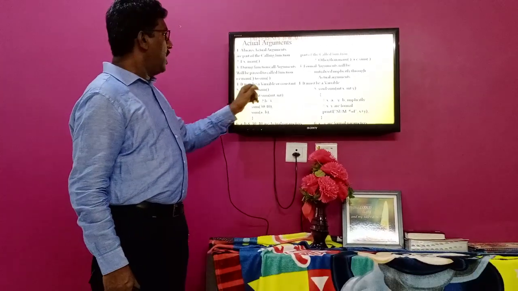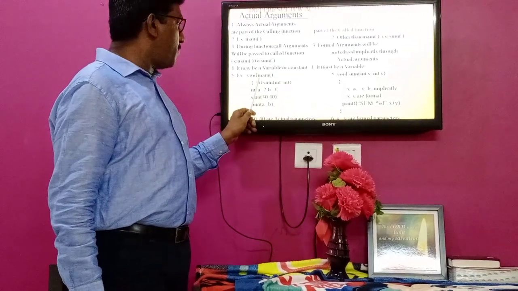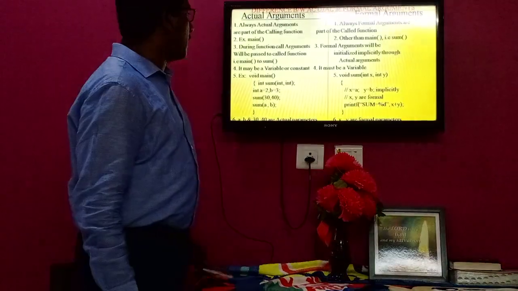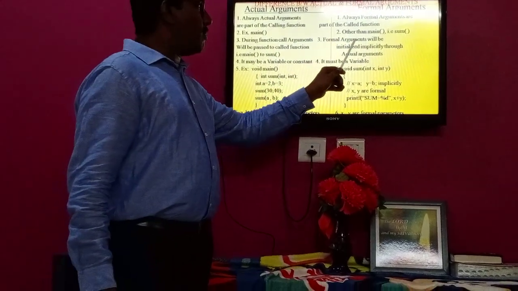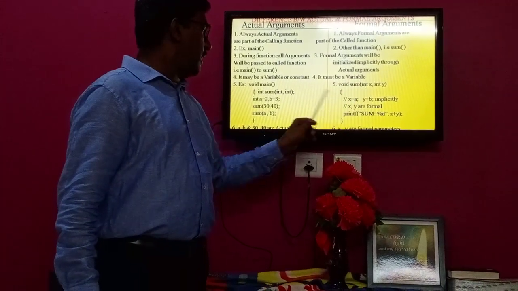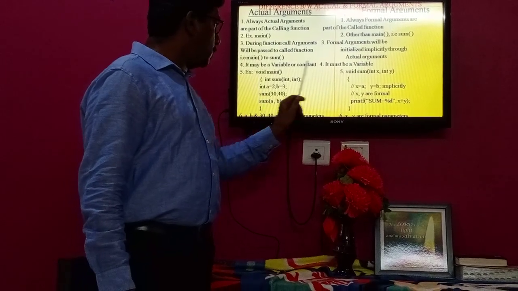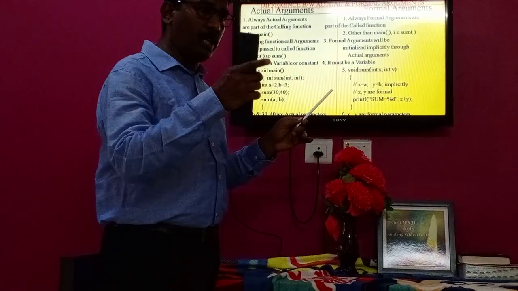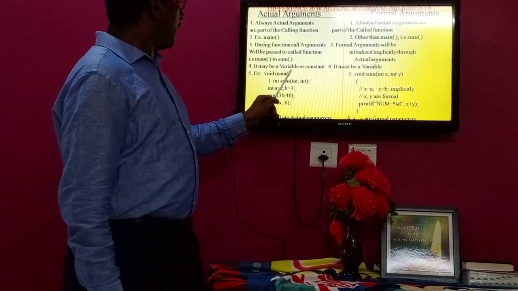During function call, arguments will be passed to called functions. That is, from the main function, the called function is sum, so these values will be passed to this particular function, main to sum. In this case, formal arguments will be initialized implicitly through actual arguments. That is, whatever values 30 and 40, or A and B, are passed from main to sum, this A and B are assigned to X and Y. Implicitly X is equal to A, Y is equal to B. That's the meaning.